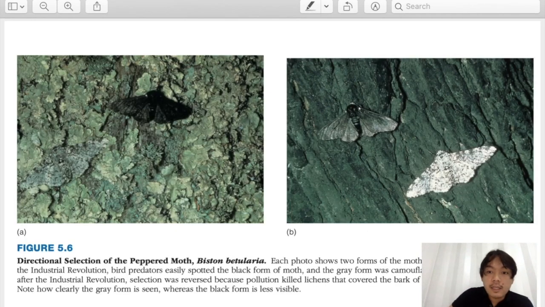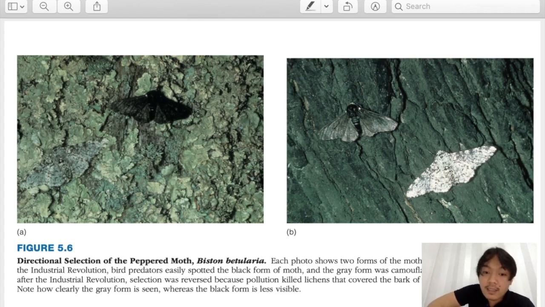So, the first example is the directional selection of the peppered moth, Biston betularia. Graph 2 photos show the two forms of the moth, which are black and gray. Letter A, we can see the black and gray. Prior to the Industrial Revolution, bird predators easily spotted the black form of the moth, and the gray form was camouflaged. Yes, it's really evident in the picture that the black is being selected.